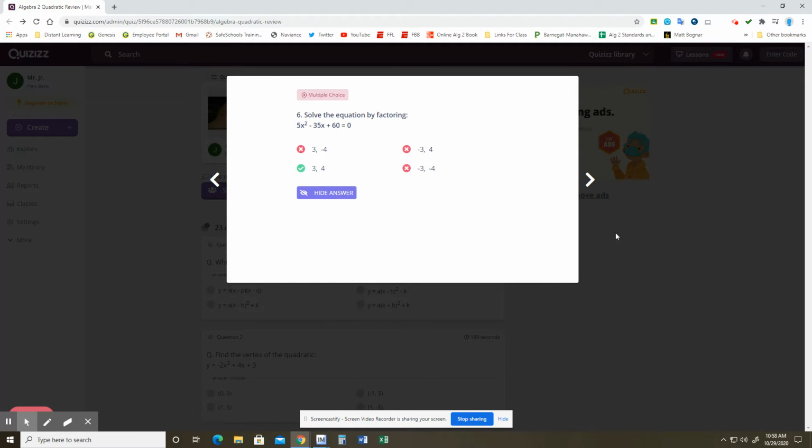For number 6, again, I left the answer thing on. For number 6, they want you to solve by factoring. Now, I will do this one by factoring simply because there is a nice little trick that can be done. I call it a trick, but in reality, it's one of the steps of the Tucker method. I'm going to be writing down for number 6, 5x squared minus 35x plus 60 equals 0.